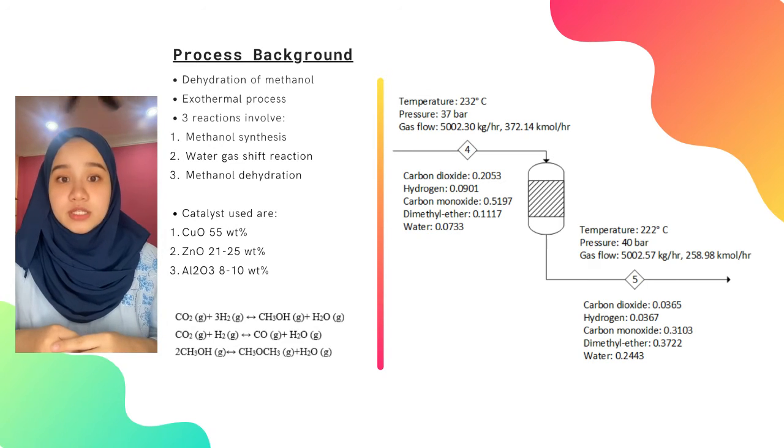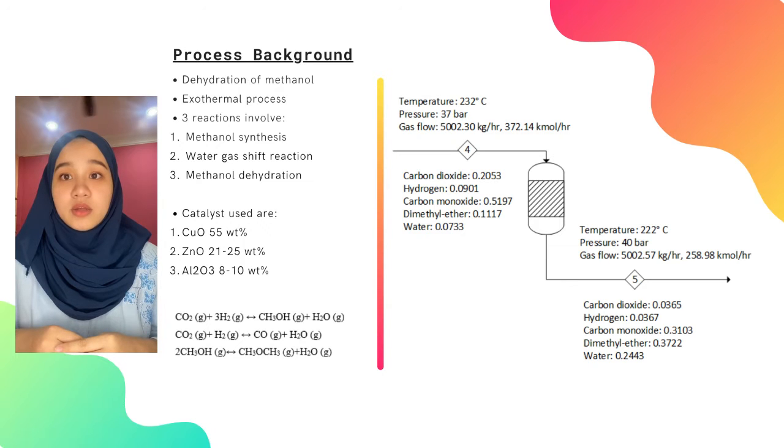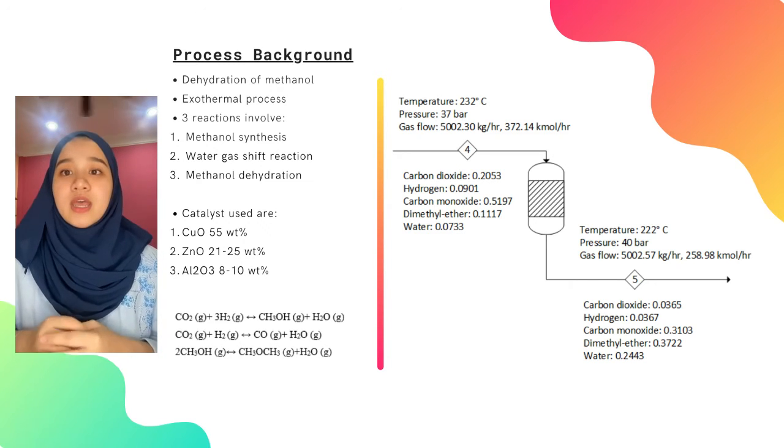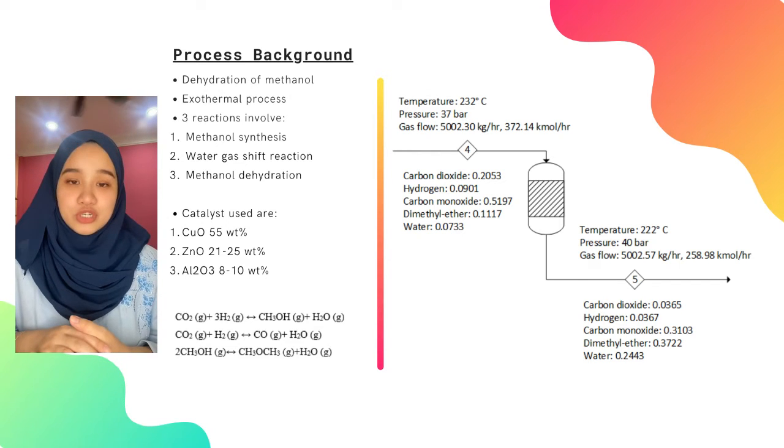As we can see at the right side of the slide is the reactor parameter condition, where stream inlet number 4 has a temperature of 232 degrees Celsius and pressure of 37 bar. The gas flow into the reactor is 5002.3 kg per hour, with the component composition carbon dioxide 0.2053, hydrogen 0.0901, carbon monoxide 0.5197, dimethyl ether DME 0.1117, and water 0.073.